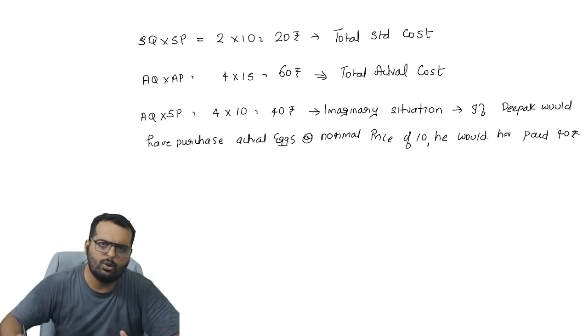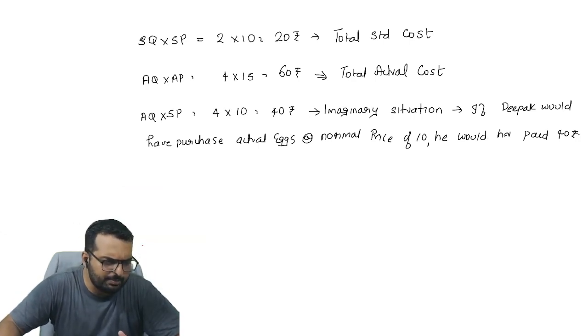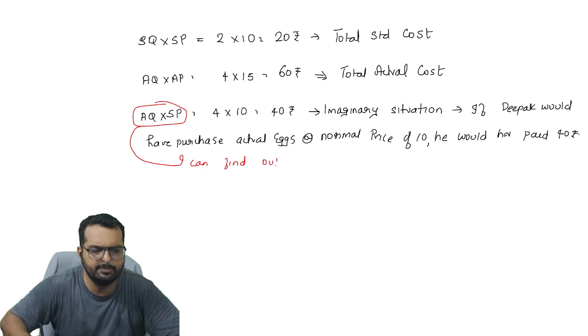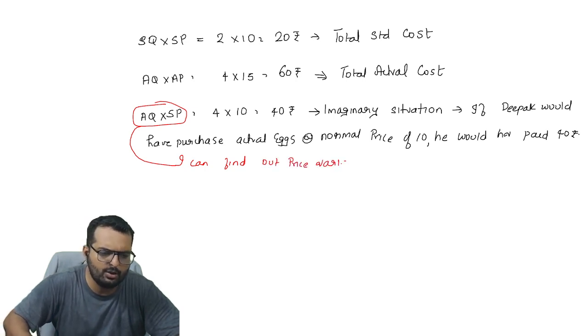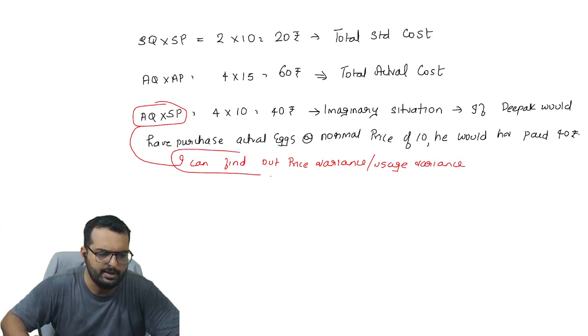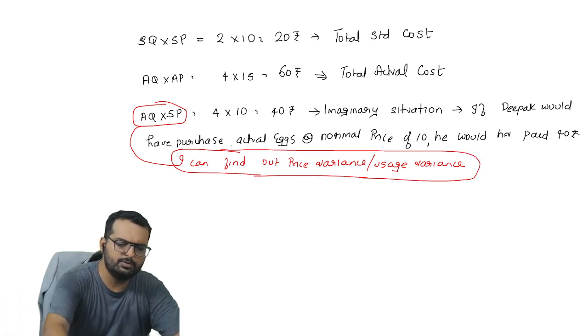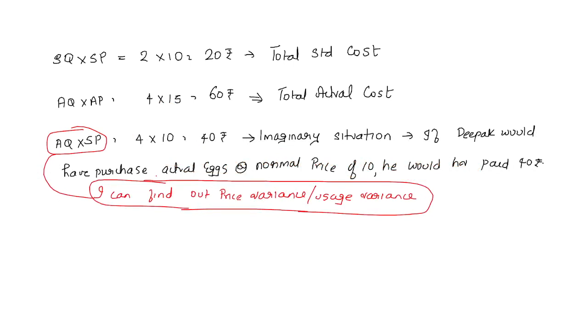Now, friends, this is not at all logical. This AQ into SP is found out only so that I can find out price variance and usage variance. How I will show you. Otherwise, logic wise, there is no great logic that is coming for AQ into SP. This is the only purpose for which it is done. Can you write down this in your books now? Actual fish, sorry, actual fish.